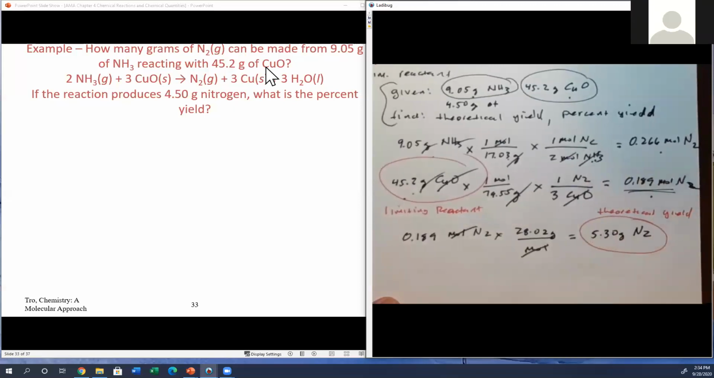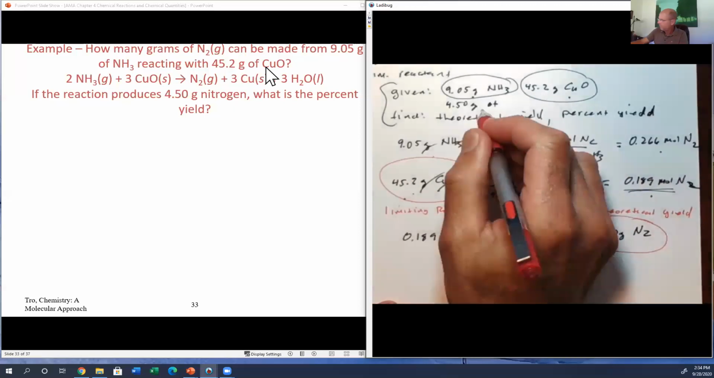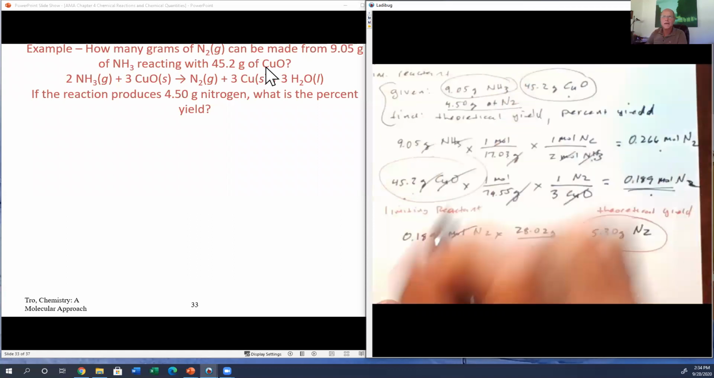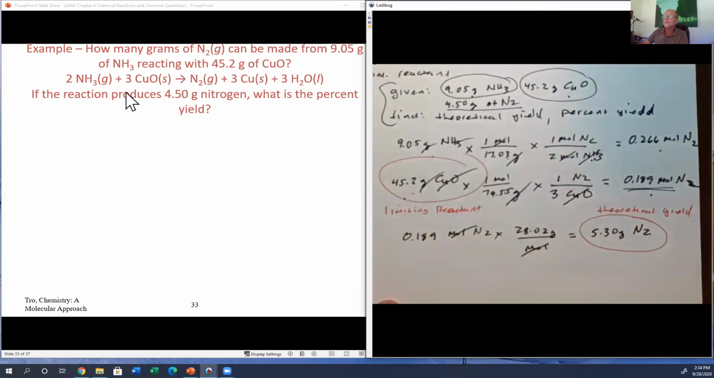So is your actual yield 4.5 grams of nitrogen? Correct. 4.5 grams of nitrogen is what was actually produced when we carried out the reaction. That was given right here, right? If the reaction produces 4.50 grams of nitrogen, what is the percent yield? Does all that make sense? Yes. Okay, good. Glad to hear it.